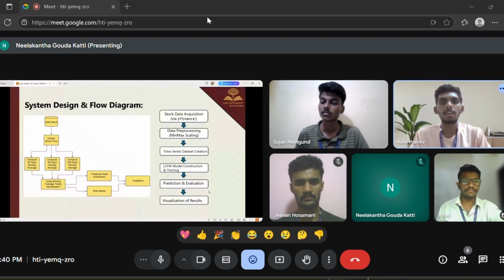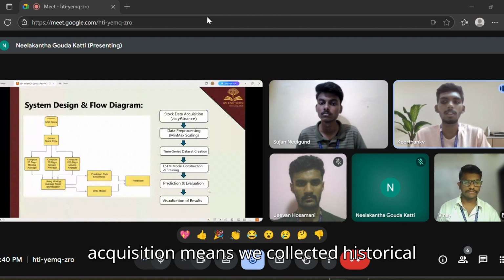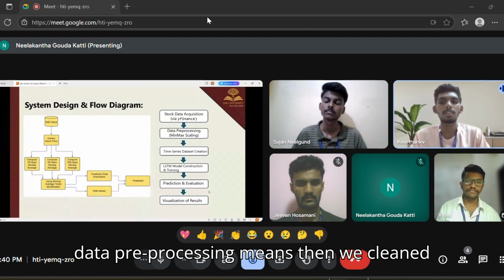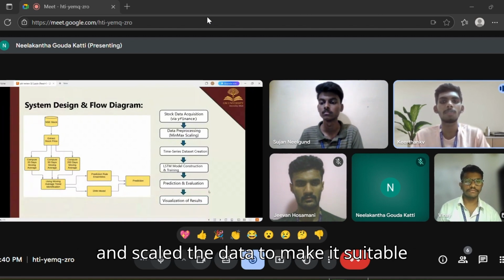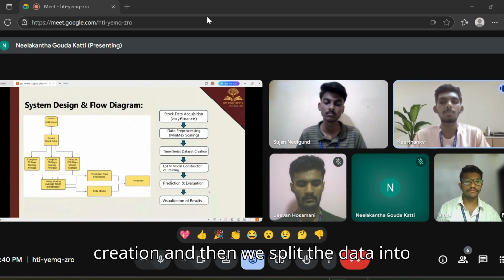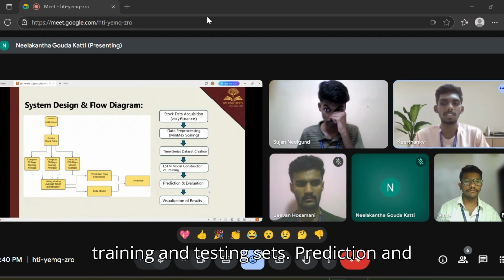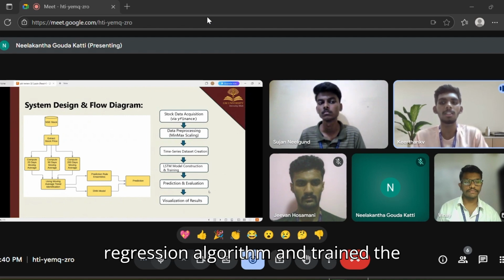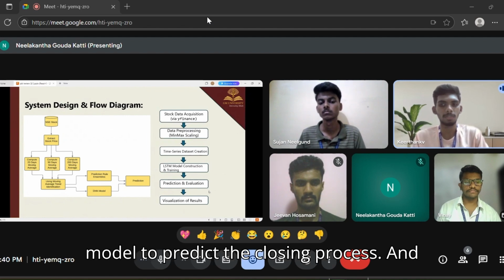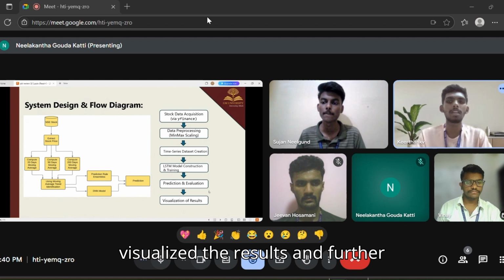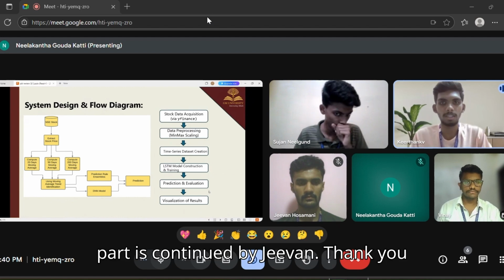For the flowchart, stock data acquisition means we collected the historical stock data from Yahoo Finance. Data pre-processing means we cleaned and scaled the data to make it suitable for the model. Then, in time series data creation, we split the data into training and testing sets. For prediction and evaluation, we applied the linear regression algorithm and trained the model to predict the closing prices. Finally, we evaluated the model and visualized the results. The next part is continued by Jeevan.